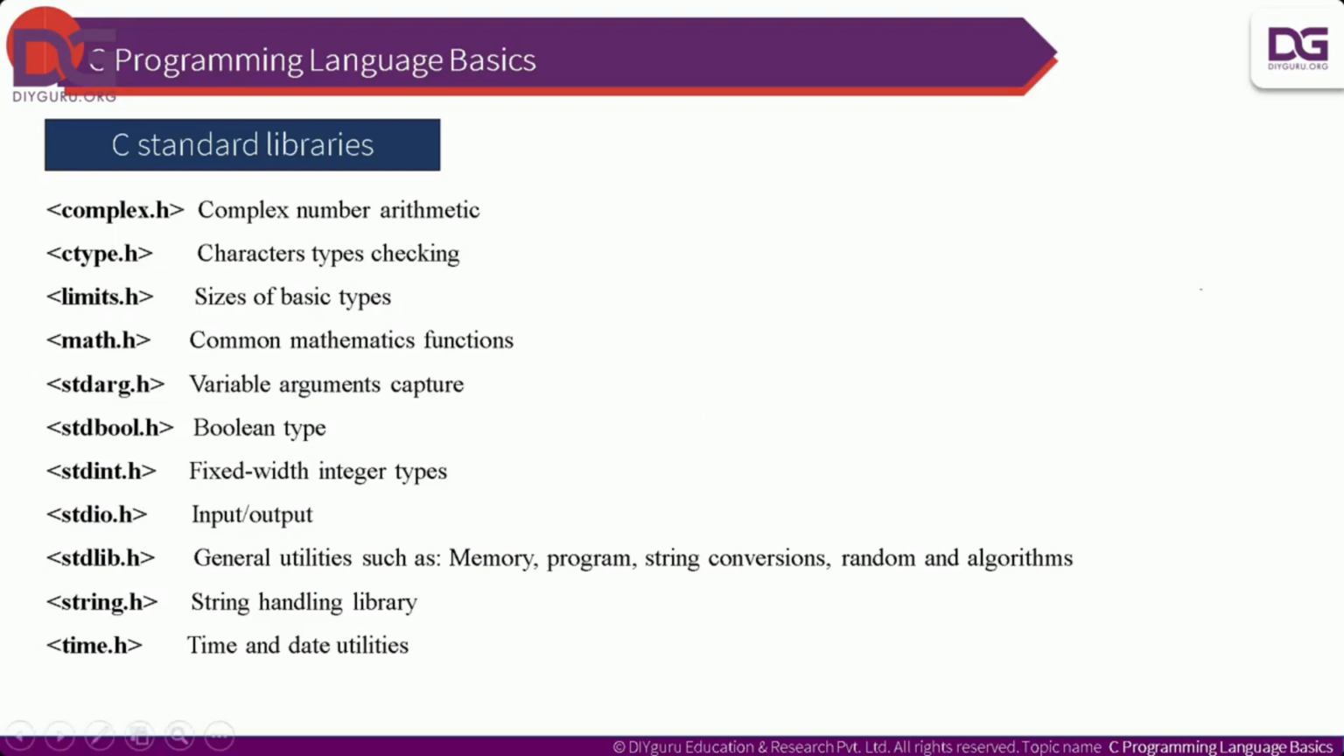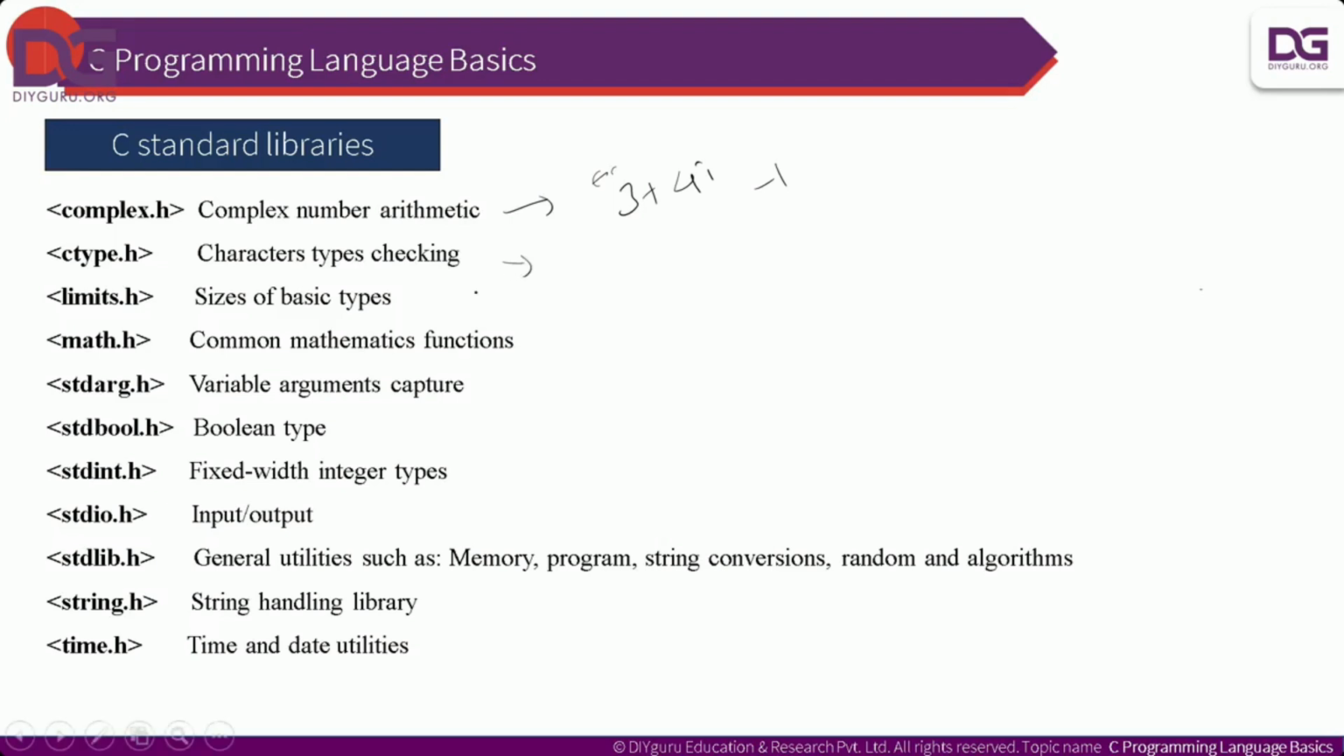Next is your standard C library. We need these libraries if we want to use certain functions. First we have complex.h. If you are dealing with complex numbers, which means 3 plus 4i, where i means square root of -1, then the functions and commands that deal with these numbers are in complex.h.